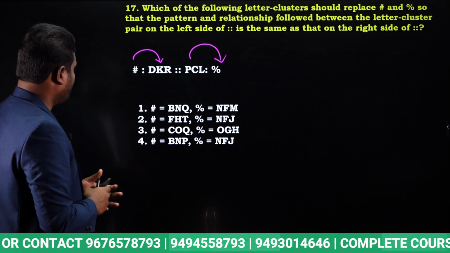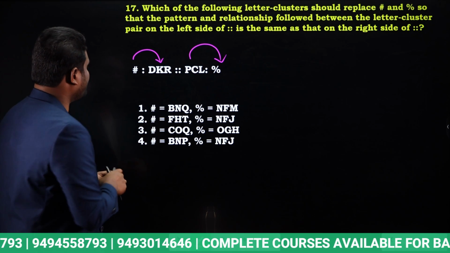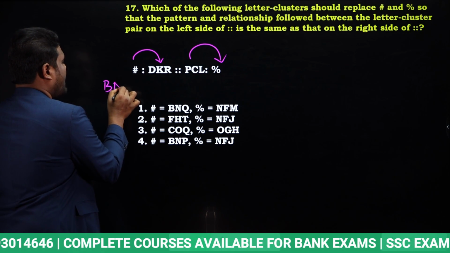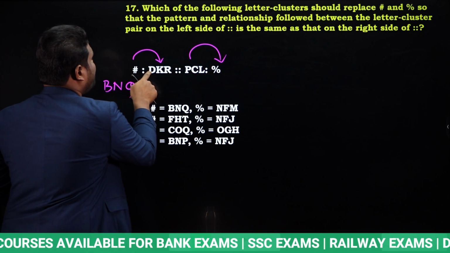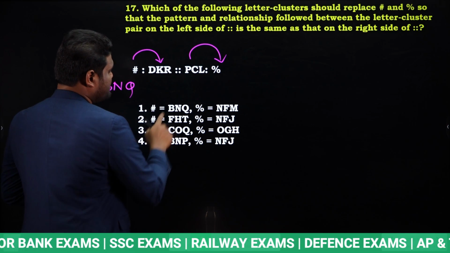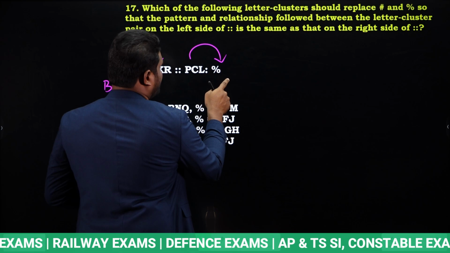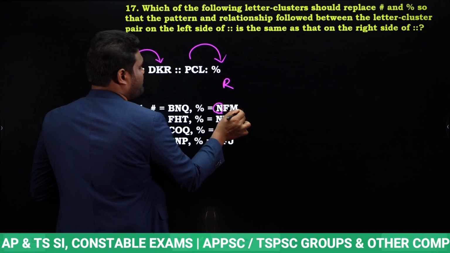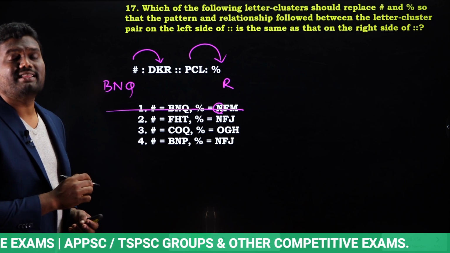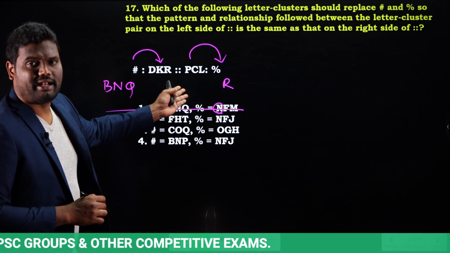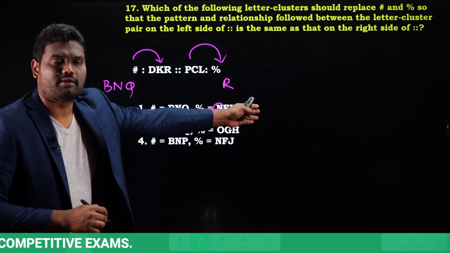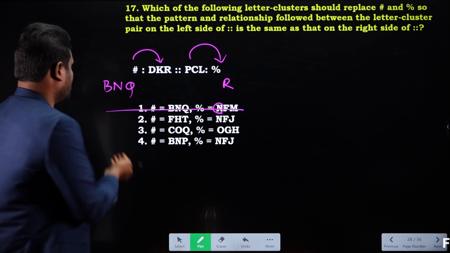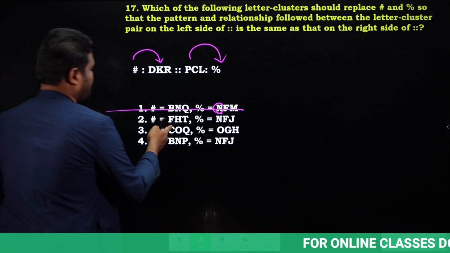Let us look. First option, hash means B and Q. Let's say this is B and Q. Now, B plus 2 is D. Similarly, if I do P plus 2, I am going to get R here, but here this is N, which means the first option is a wrong answer. Why? The reason is B plus 2 I am getting D, but P plus 2 I am getting R, but here it is N, so the first option is a wrong answer. Okay, now let us look at the next one.